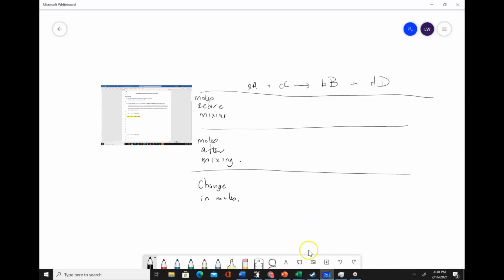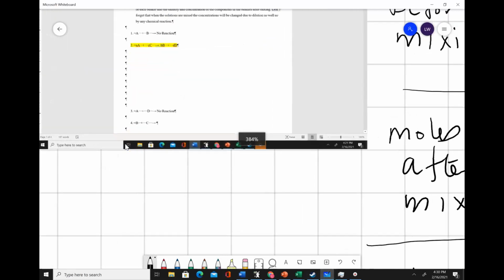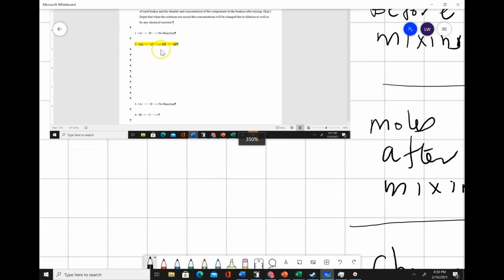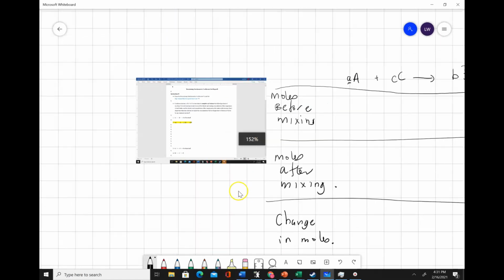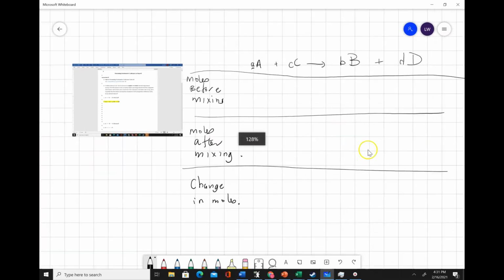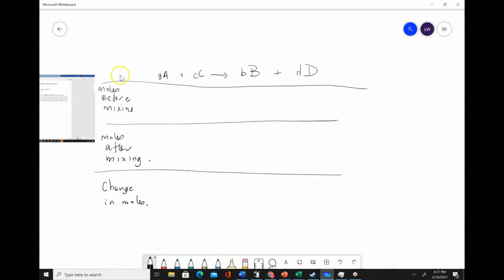So let's go over here and have a look at how I'm going to tackle this, right? So that's what I want to balance. And so the best way to do this, I find, is in what we call a reaction table. So what do the coefficients represent? This is saying that A moles of A reacts with C moles of C to produce B moles of B and D moles of D.